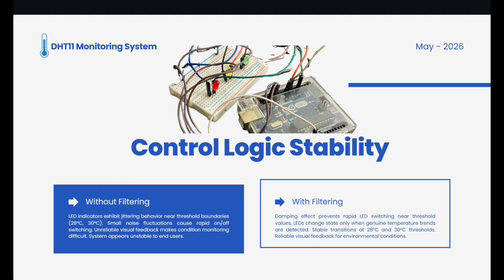And with filtering, damping effect prevents rapid LED switching near threshold values. LEDs change state only when mean temperature trends are detected. Stable transitions at 28 and 30 degrees threshold, reliable visual feedback for environmental conditions.